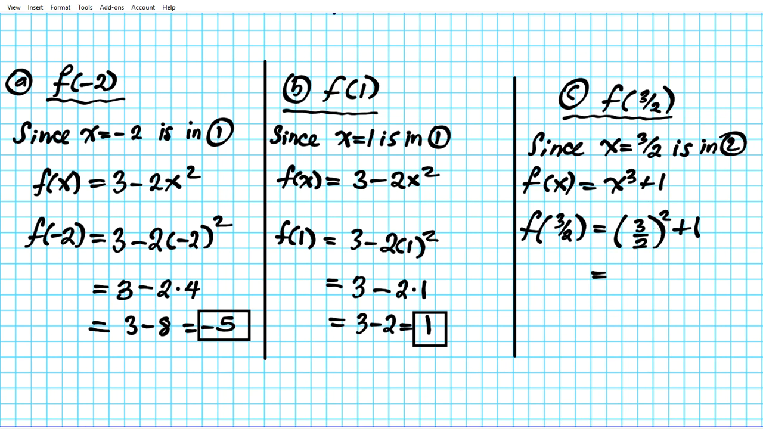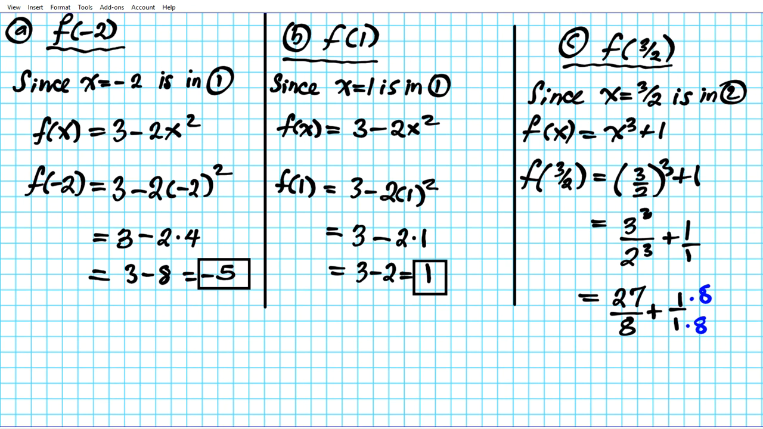So you cube the numerator and denominator. So you have 3 cubed divided by 2 cubed plus 1. And then 3 cubed is 27, over 8, plus 1 over 1. To find the LCD, we just multiply 1 over 1 with 8, top and bottom.